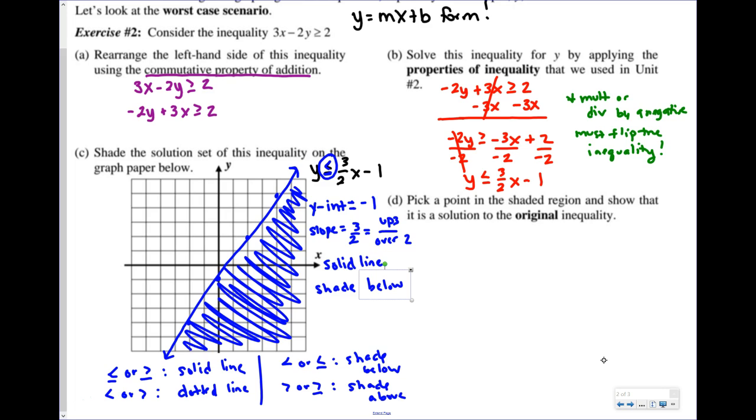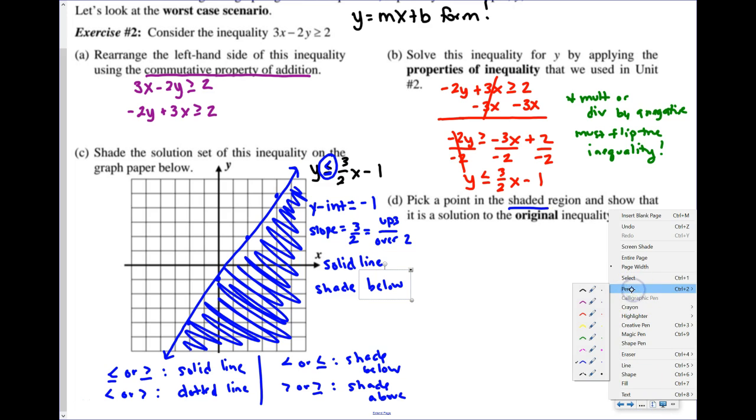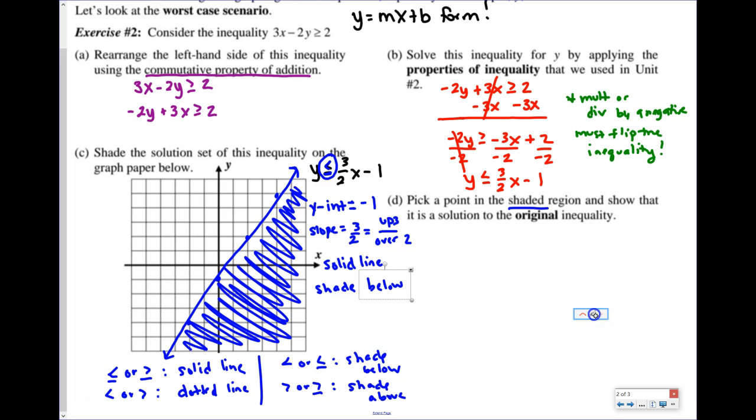Okay? Finally, D says, pick a point in the shaded region and show that it's a solution to the original inequality. So I'm going to pick a point in the shaded region. I'm kind of out of colors here. Let's do red. Let's just pick this point right here. It's in the shaded region, and this is the point 3, negative 2. So I'm picking the point 3, negative 2.